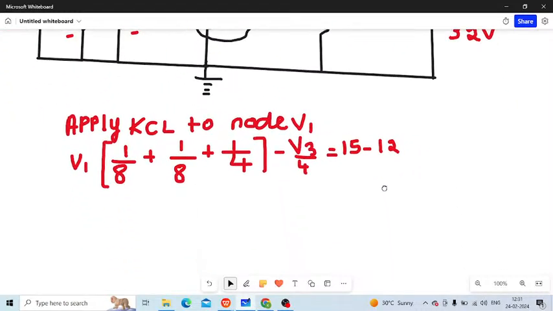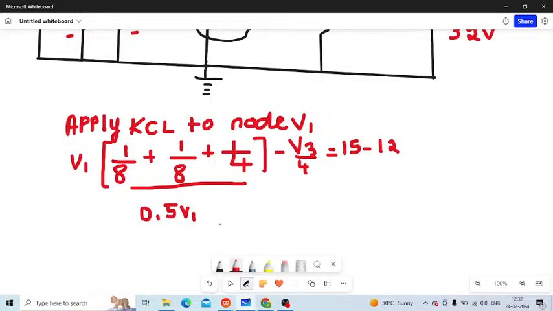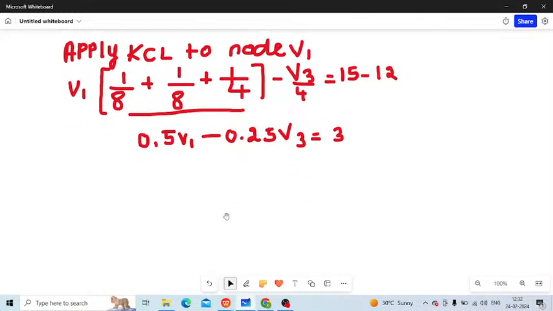Okay, 15 minus 12. Now if you simplify 1 by 8, 1 by 8, 1 by 4, you'll get 0.5 V1 minus 0.25 V3, which is equal to 3, right? Now we are going to apply KCL to node V2.